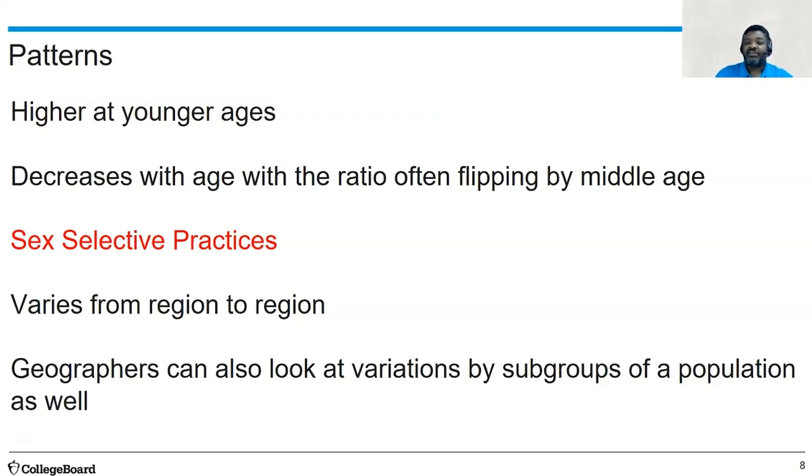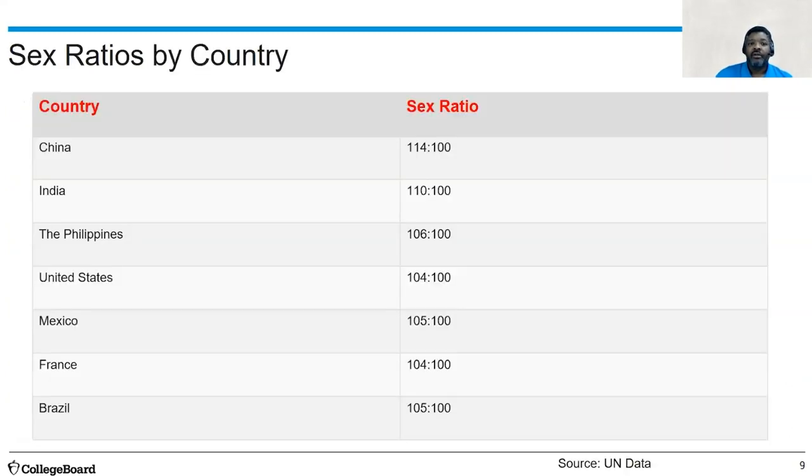Geographers can also look at variation, as we mentioned before, in various subgroups, whether it be by ethnicity, economic status, or socioeconomic status of an entire country. Here are some example countries. As you can see at the top, China stands at the top with 114 male babies to 100 female babies. This is due to their one child policy, which we'll talk about in topic 2.7. India is second at 110 to 100 due to their preference for male babies over female babies.